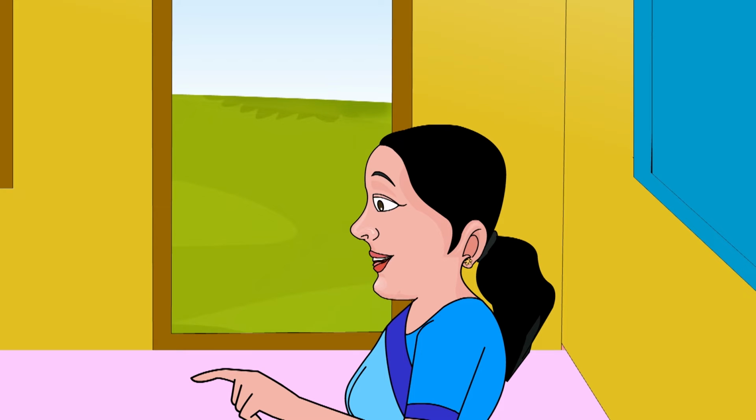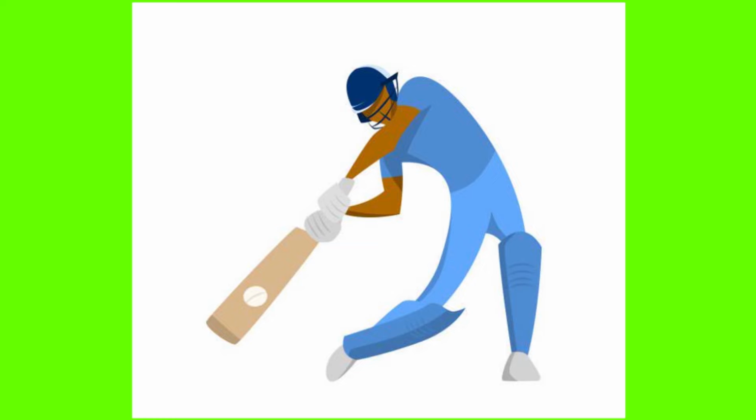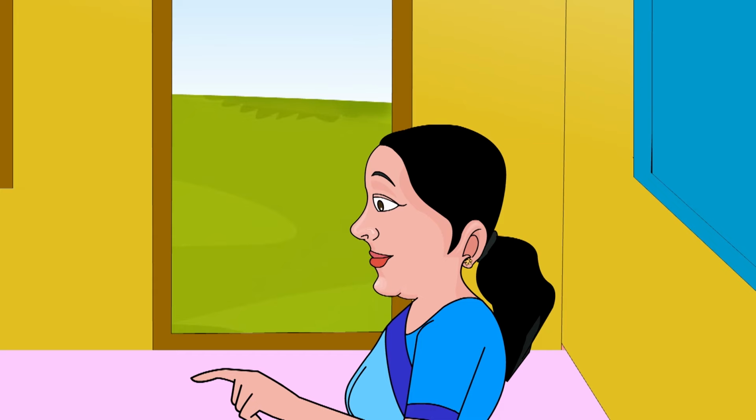To move a light object like a pencil, you use less force, and to move a heavy object like a table, you have to apply more force. While playing hockey, football, or cricket, you would have noticed that you can stop a moving ball, change its speed, as well as change its direction. To do so, you have to use some force. Thus, force can make things speed up, slow down, or change direction.